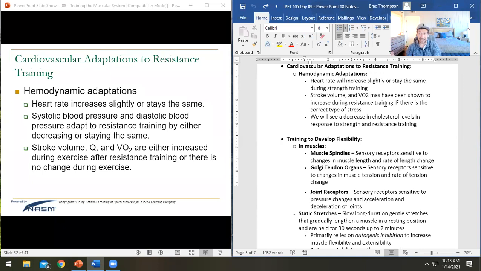Maybe not quite as high as a cardio workout, but sometimes, you know. And so that's going to make your heart stronger, increase your stroke volume, which will lower your resting heart rate. Your heart can beat less often because of how much stronger it is, right?